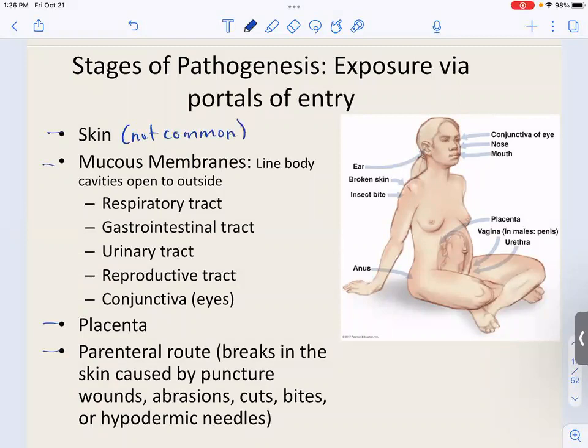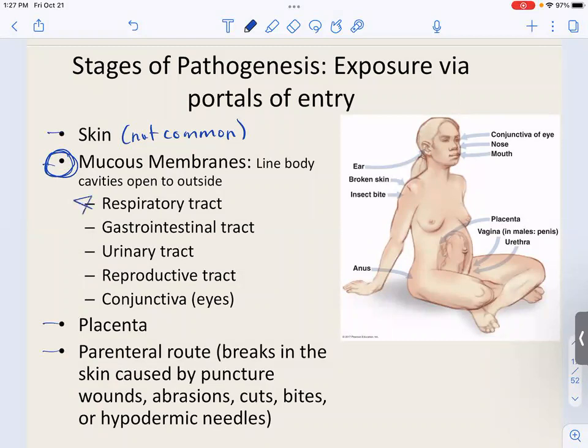Probably the most common portal of entry is going to be our mucous membranes. So this is any place where you have an opening in your body to the outside. So your mouth, your eyes, urinary tract, reproductive tract. Those are our mucous membranes. We have less defenses there. The layers of cells are thinner. One of the main reasons the skin is not a good portal of entry is because our cells are dead on the outside and they're continually being lost. So pathogens can't attach there very easily. So again, less defenses at mucous membranes.